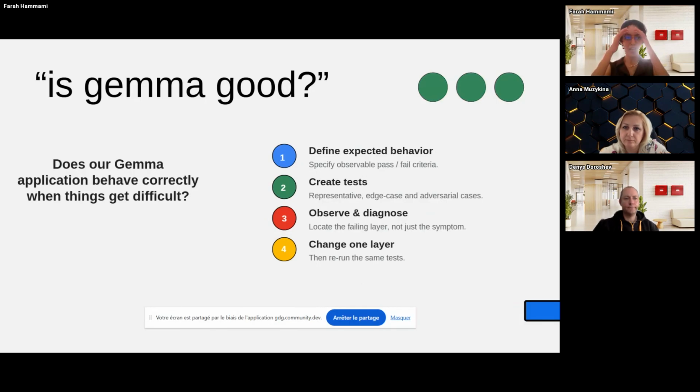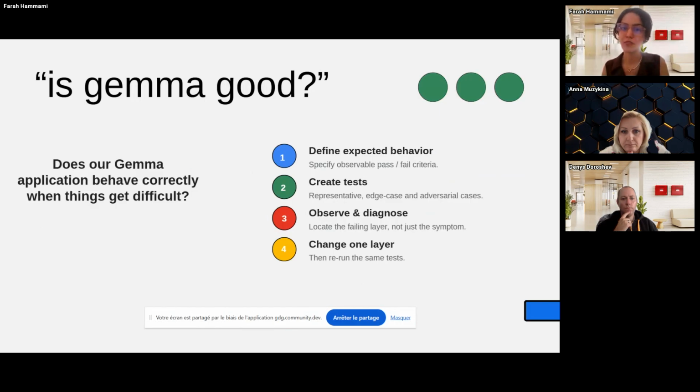So for this, we have a small roadmap that seems simple, but it's quite advanced at some point. For every AI system that we try to build, we have to define the expected behavior, which means we define the passing and failing criteria of our system. Later we have to create the tests, the edge cases, and all of the tests that we think will make the system fail at some point. And this is actually the point of testing. Then we have to observe and diagnose the results.